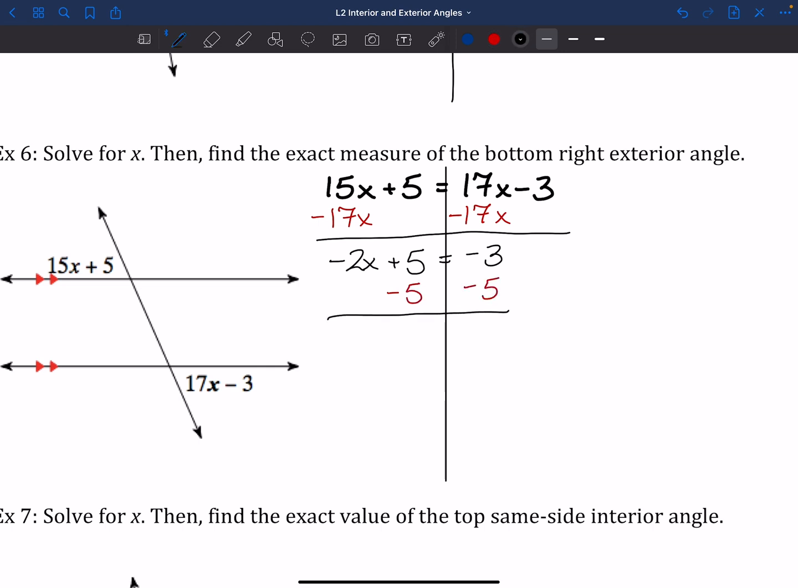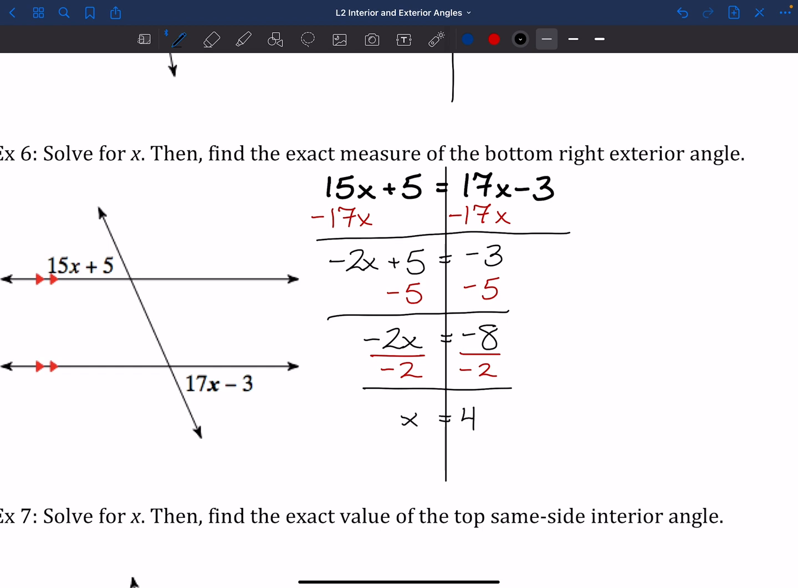All right, so stick around. See if we end up in the same place at the end of all this. All right, so negative 2x equals negative 8. We're going to divide by negative 2. And x is going to equal 4.